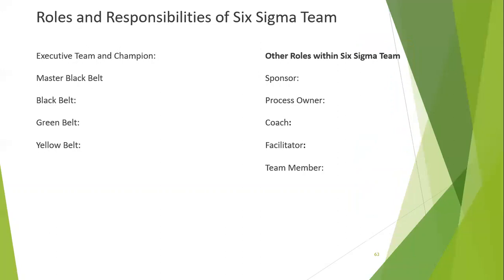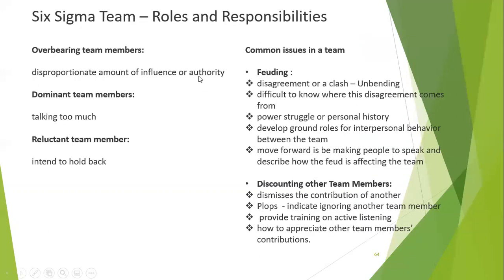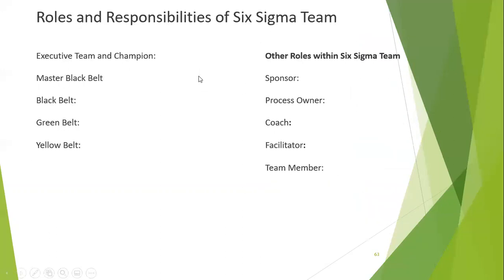Okay, what are the roles and responsibilities of the Six Sigma team? If, for example, it is a bigger project, these many members will be there in any Six Sigma team. The executive team and champion are the sponsor for the particular project, and it will be run by the master black belt, coordinated by the black belt, and then green belt and yellow belt will be there.